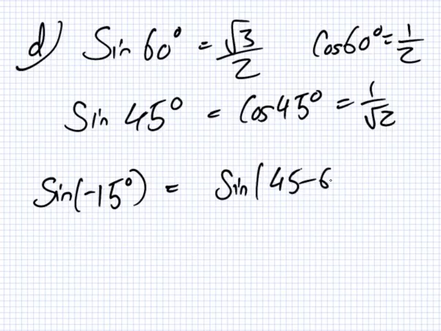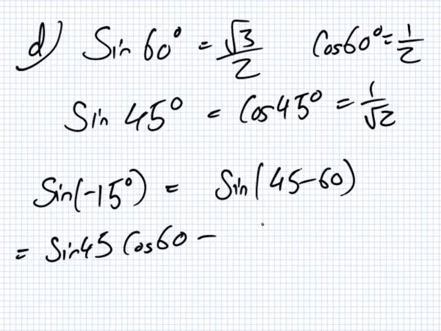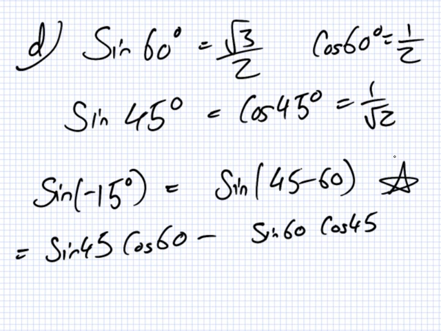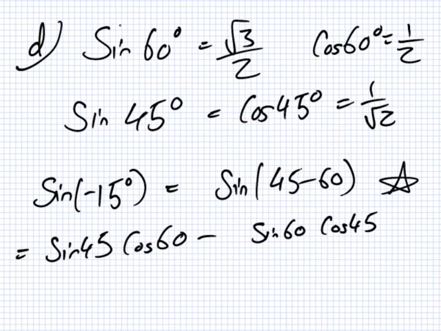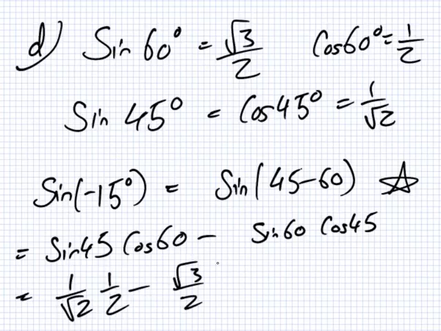45 minus 60. So that would be sine 45 cos 60 minus sine 60. Oh yeah, this is the formula. Do you know the name of it? Compound angle formula. It's actually in the book. 1 over root 2, a half, minus root 3 over 2, 1 over root 2. So the answer is 1 minus root 3 over 2 root 2.